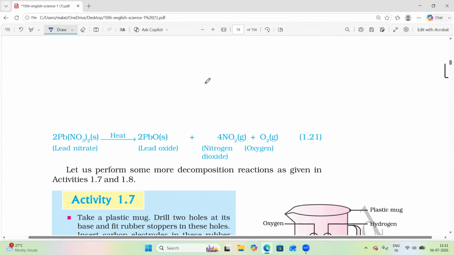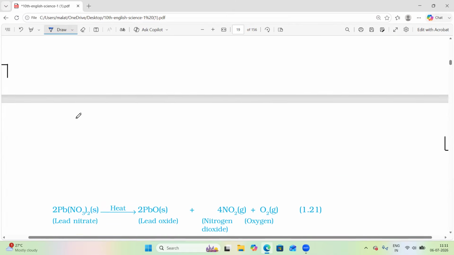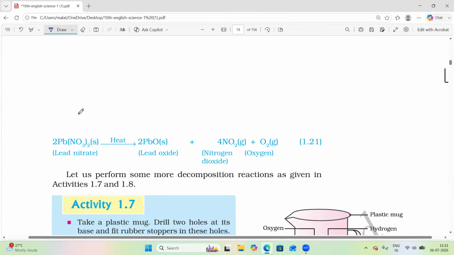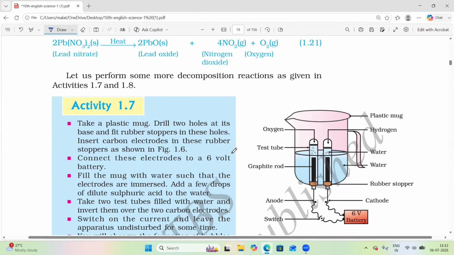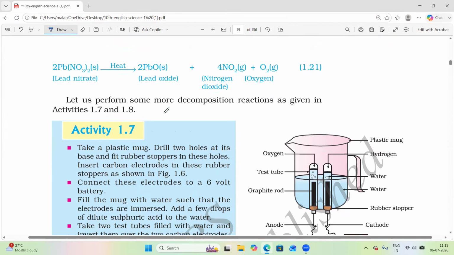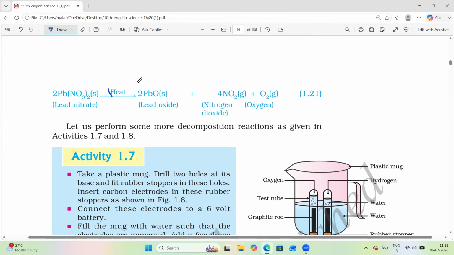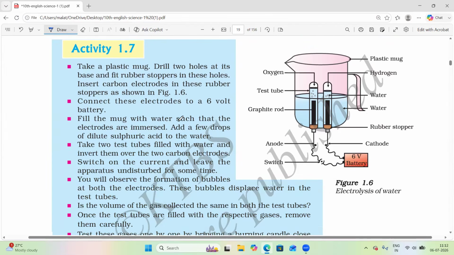Then one more example, lead nitrate. You have to take lead nitrate. You start heating this lead nitrate, you will get lead oxide, nitrogen dioxide, and oxygen as products. That is called thermal decomposition, meaning the decomposition reaction takes place by using heat.